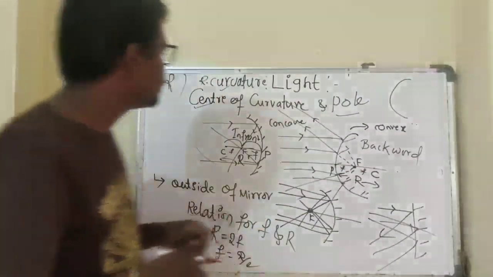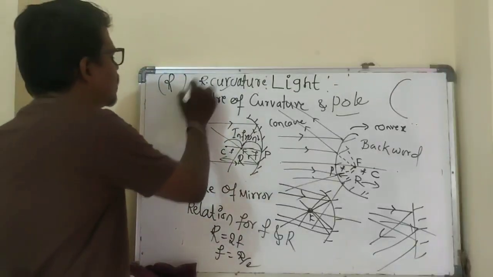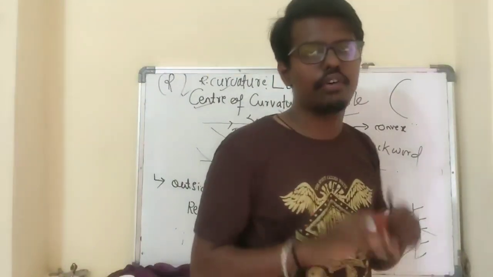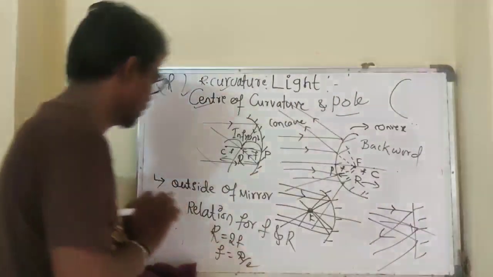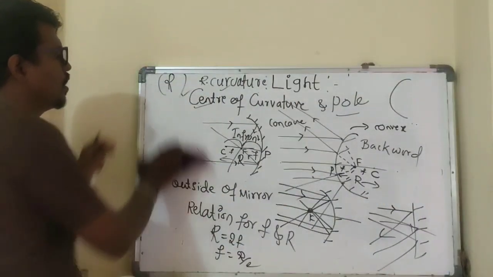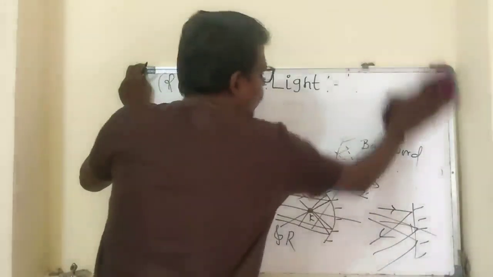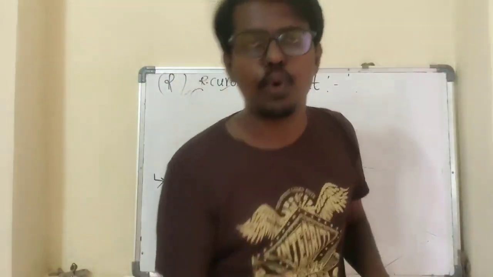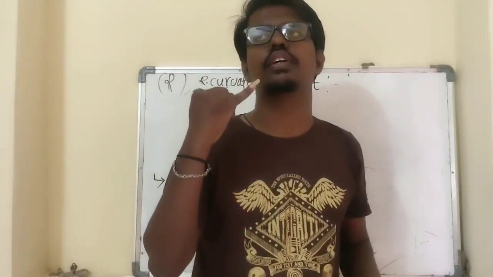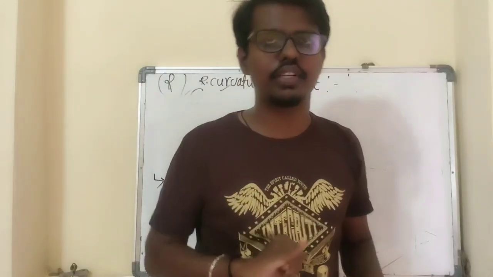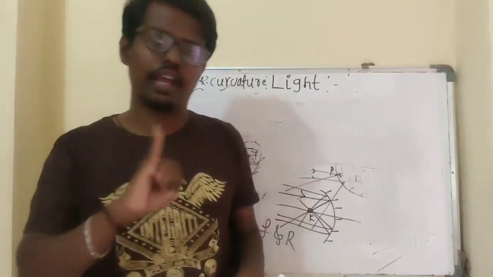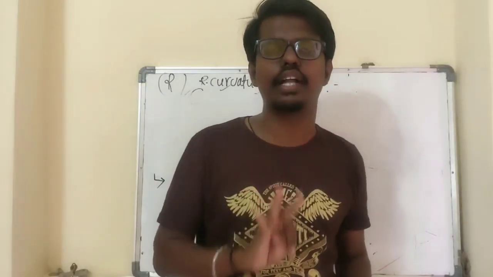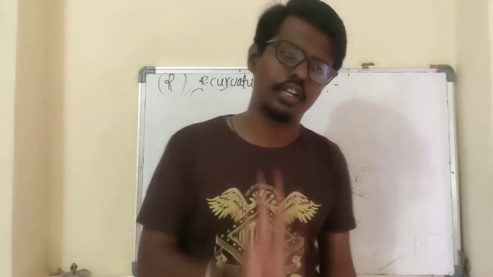Now I will explain the properties of images. These are the basic terms used in the mirror concept. What are the basic terms? Center of curvature, radius of curvature, pole of the mirror, principal focus, the converging concept, the diverging concept, and the angle of incidence and angle of reflection. These are nothing but the basic terms of the mirror.